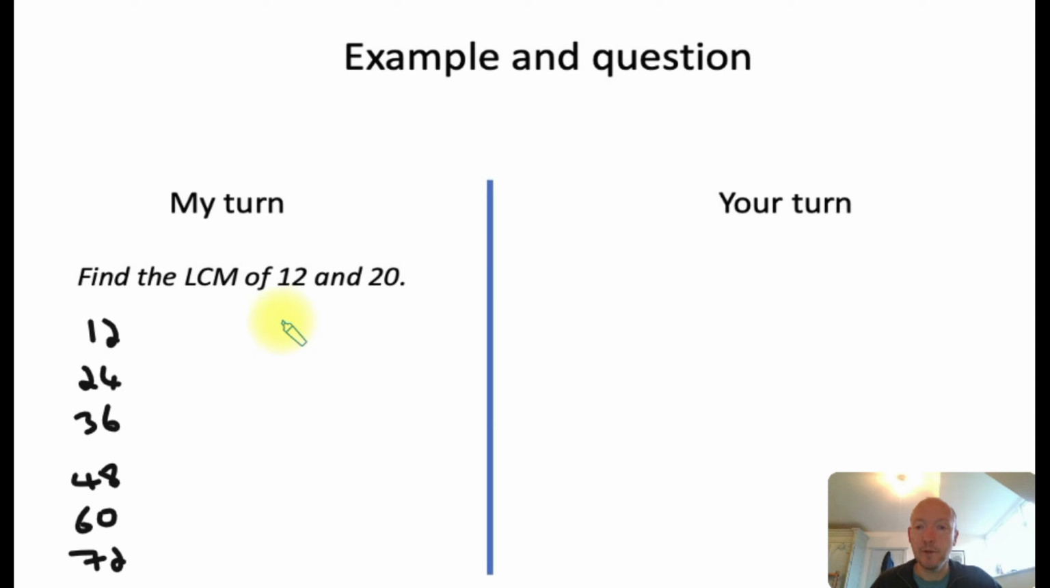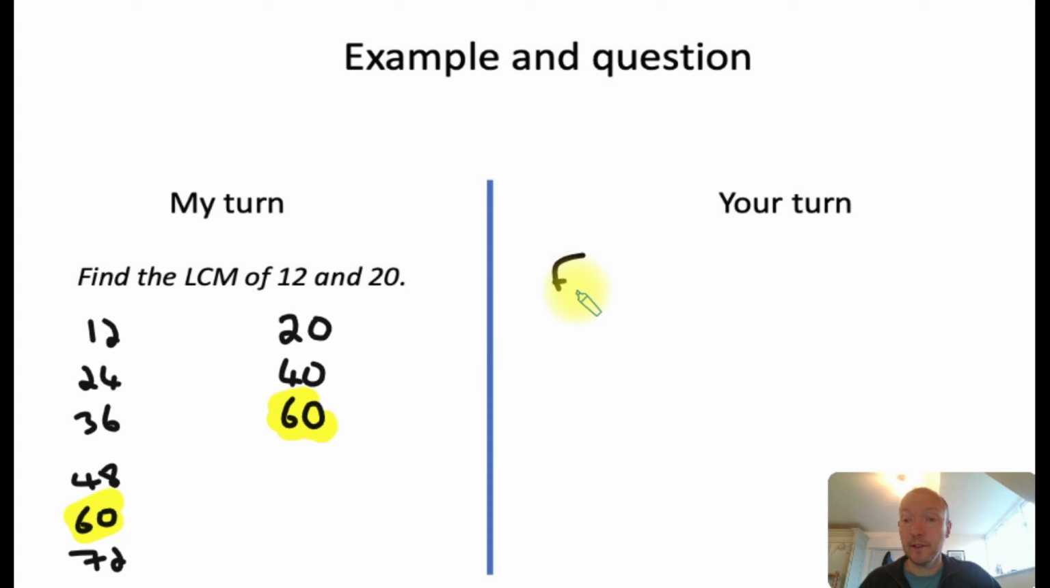So multiples of 20 would be 20, plus 20 is 40, plus 20 is 60. And there we can stop. We can see that 60 is a multiple of 12 and a multiple of 20. So 60 is the lowest common multiple. It is the smallest number that is a multiple of both those numbers.